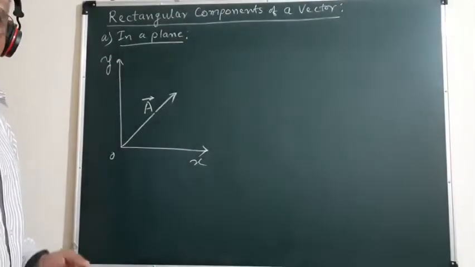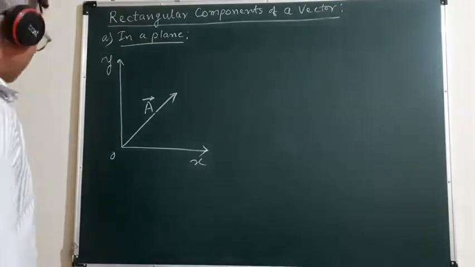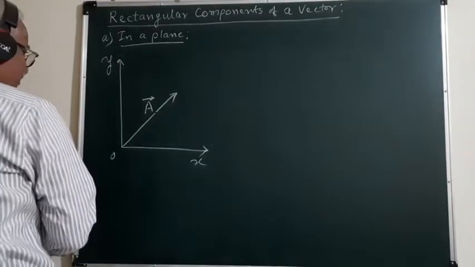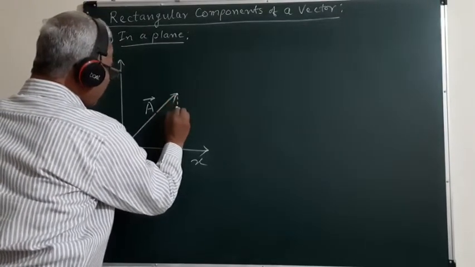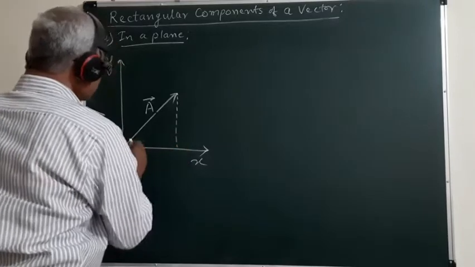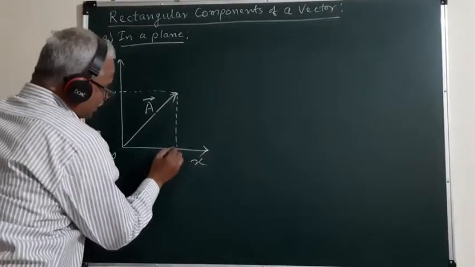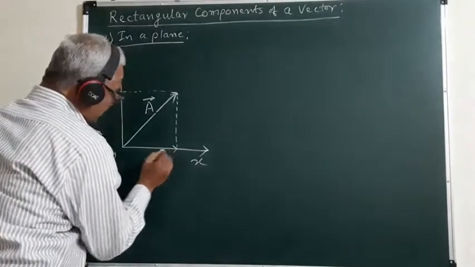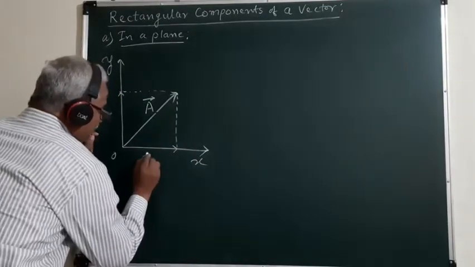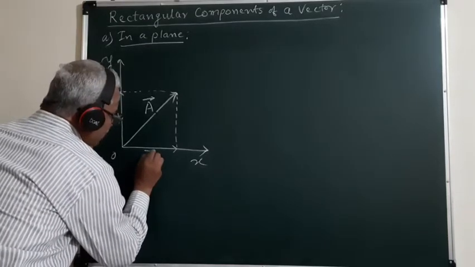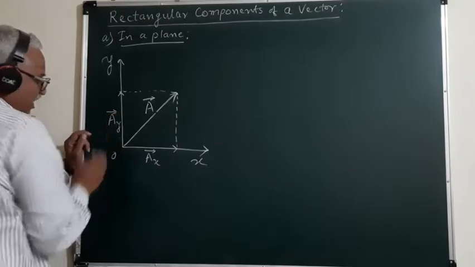Now in order to express the given vector a bar in terms of its rectangular components, what we need to do is we have to draw the projection from the end point of the vector a bar on the x-axis and on the y-axis. These projections intersect the x and y-axis at these points. So we consider that this is the x component of the vector a bar and this is the y component of the vector a bar.